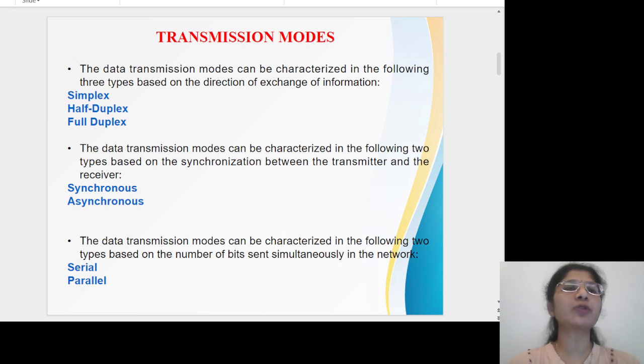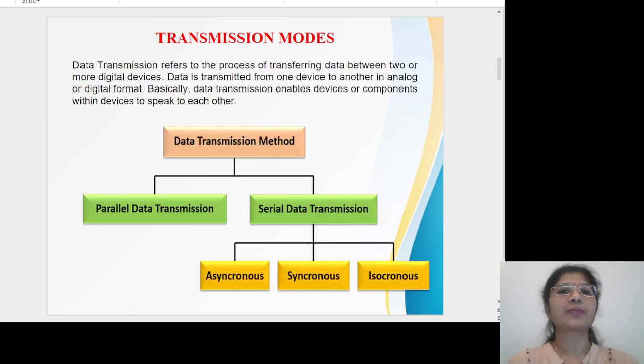the transmission modes are divided into three categories: simplex mode, half duplex mode, and full duplex mode. Depending on how the synchronization of bits between transmitter and receiver is done, the transmission modes are divided into synchronous and asynchronous manner, and the bits are sent simultaneously or non-simultaneously. The data transmission mode is divided into serial and parallel transmission.